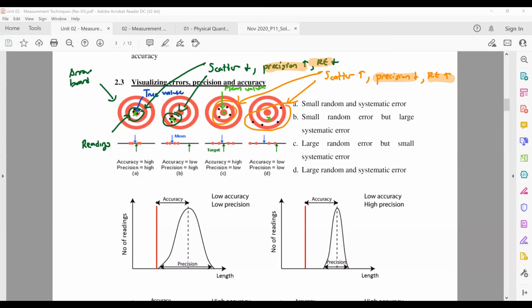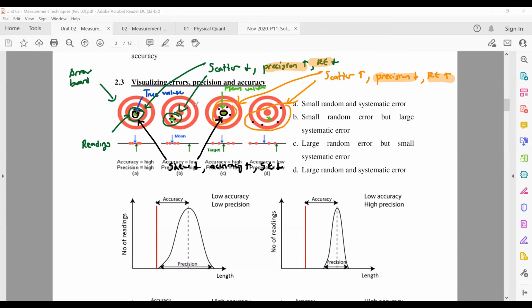Okay. Now, if you just look at the first and the third board, you can see that the mean value is very close to the middle of the board itself. So this one, we will say that your skewing, how far your mean value is from the true value, is very little. So we will say that your accuracy is high, your systematic error is low.